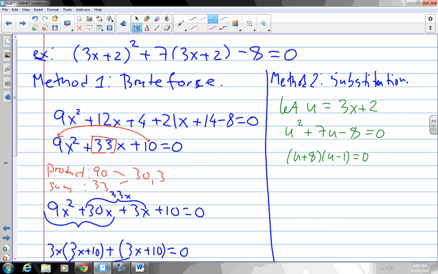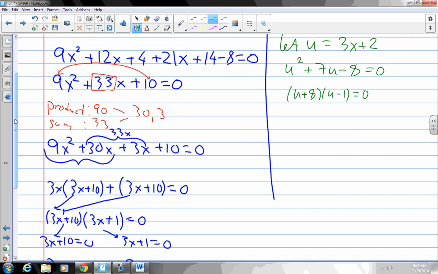Factoring became very easy here. So that means if you set them to 0, u plus 8 equals 0, or u minus 1 equals 0. So u equals negative 8, u equals 1, right? Well, it's a happy class. So then we solved our first simple quadratic. Then we're going to substitute back.